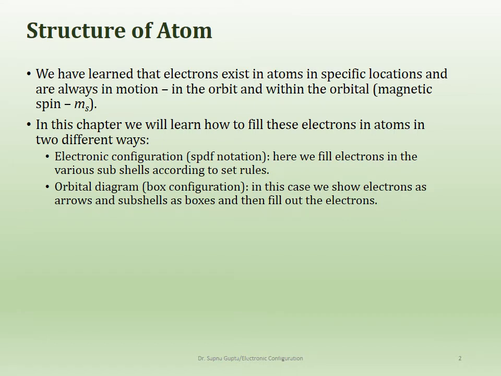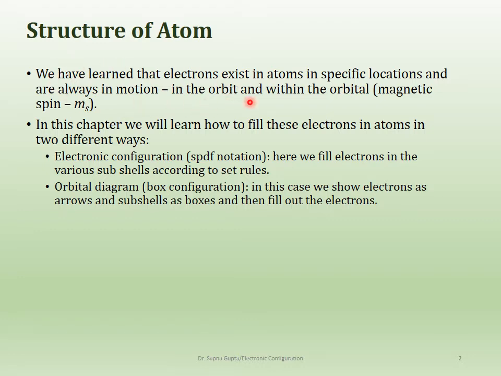Just to review, electrons exist in very specific locations, which are the N number, the L number, the angular momentum, the ML number, and then the magnetic spin number, which is the MS. In this chapter, we're going to learn how to fill electrons into those locations. Each electron has its own particular address, which means that no two electrons can have the same quantum numbers. We learned that before, and we're going to emphasize it again.